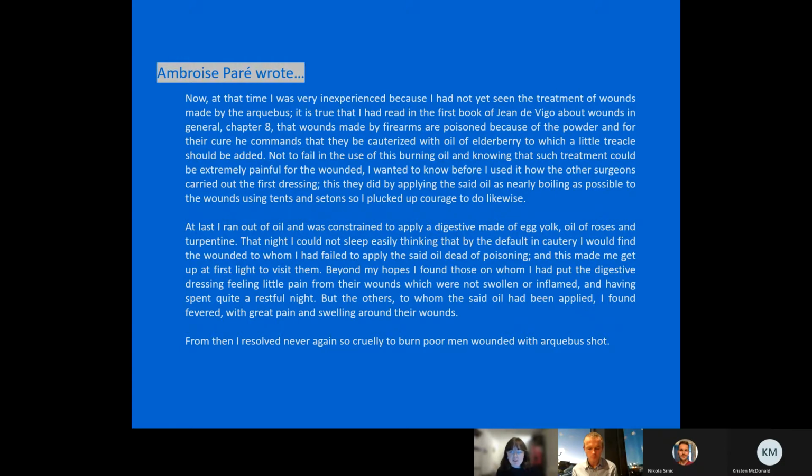Beyond my hopes, I found those on whom I had put digestive dressing feeling little pain from their wounds, which were not swollen or inflamed, and having spent quite a restful night. But the others, to whom the said oil had been applied, I found fevered with great pain and swelling around their wounds. From then on, I resolved never again so cruelly to burn poor men wounded with arquebuse shot.